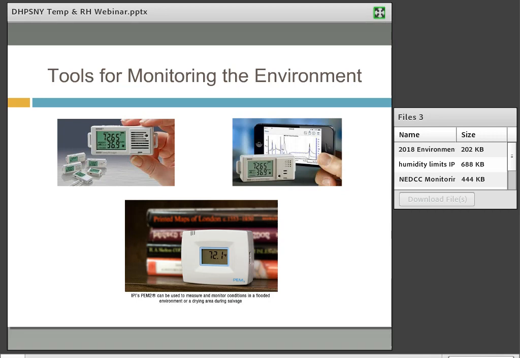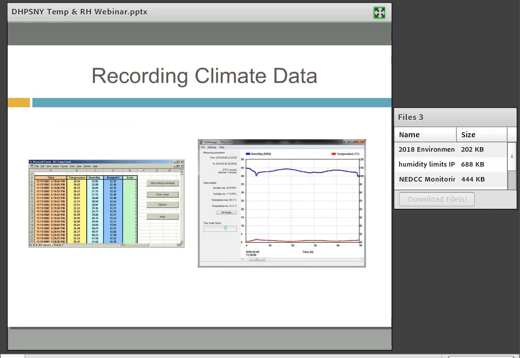Some common types of software are the eClimate notebook that comes with the PEM data loggers. I believe Onset has software. I'm sure that more and more of them actually sort of come with software attached.